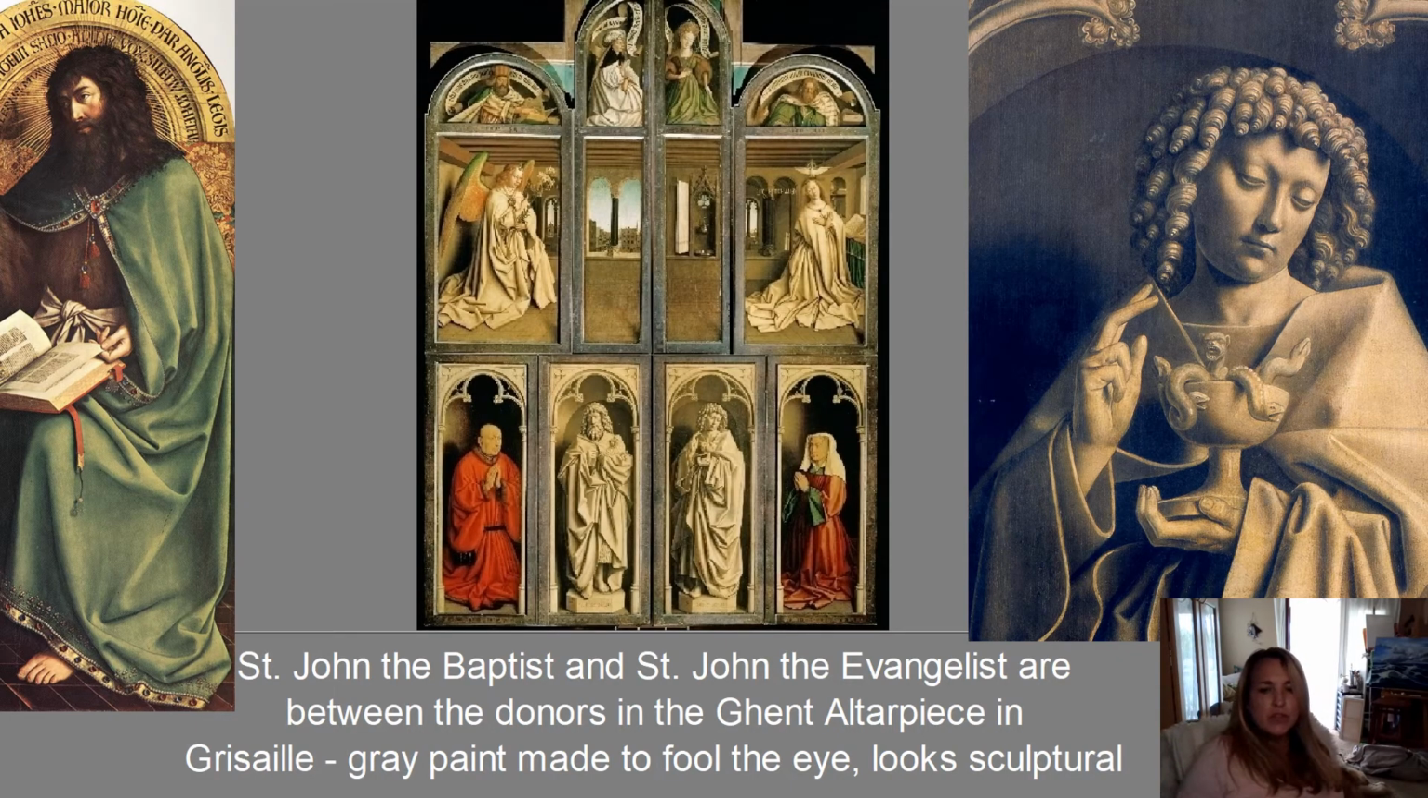So St. John the Baptist and St. John the Evangelist are between the donors in the Ghent altarpiece. In grisaille, gray paint made to fool the eye. It looks sculptural. So St. John the Baptist, St. John the Evangelist are, again, shown as the center of the closed panels of the Ghent altarpiece. The panels aren't often shown closed like this, so this might even be new to many of you. And then on the very ends, in red, you have the donors.